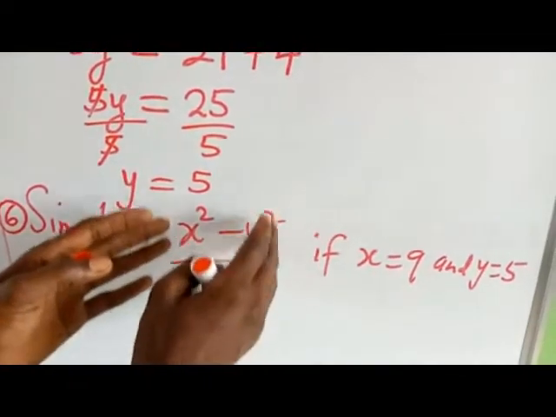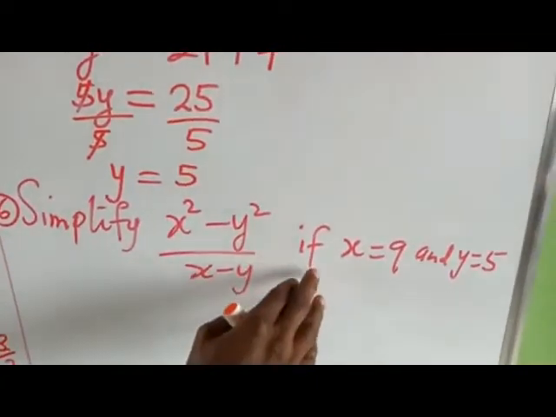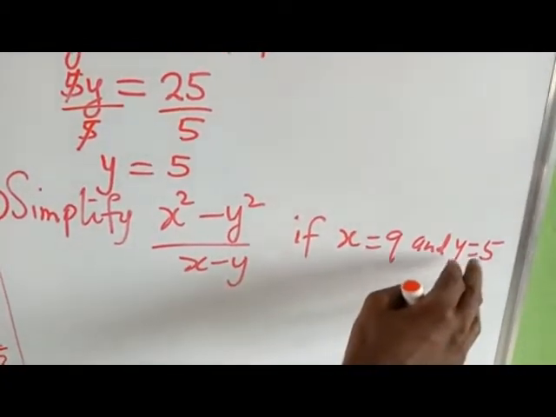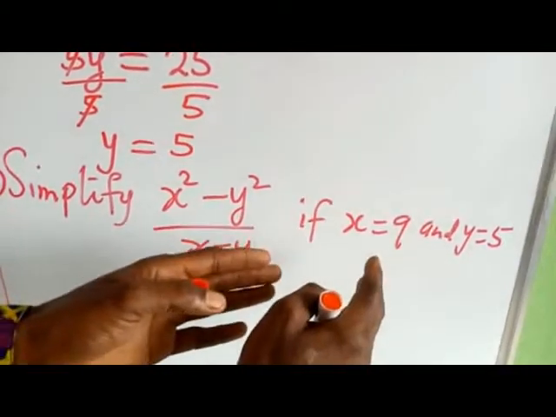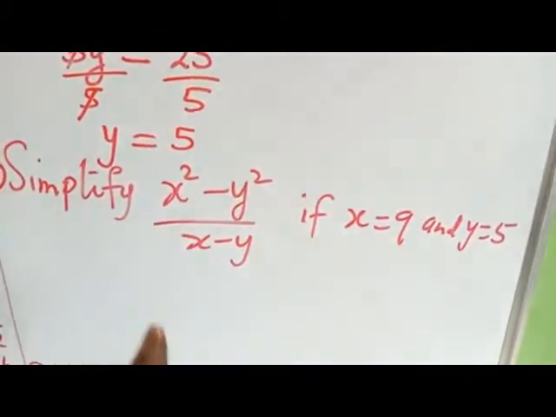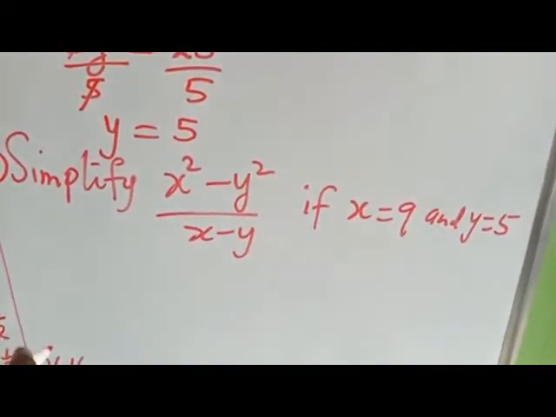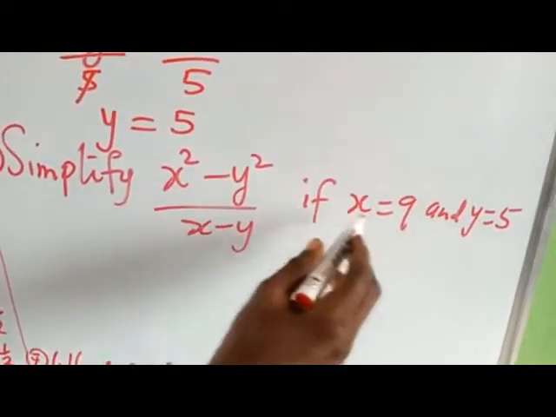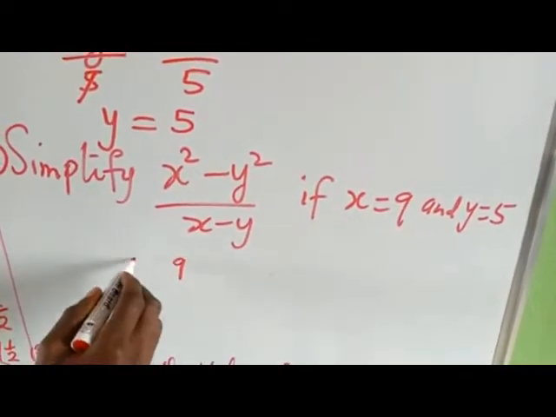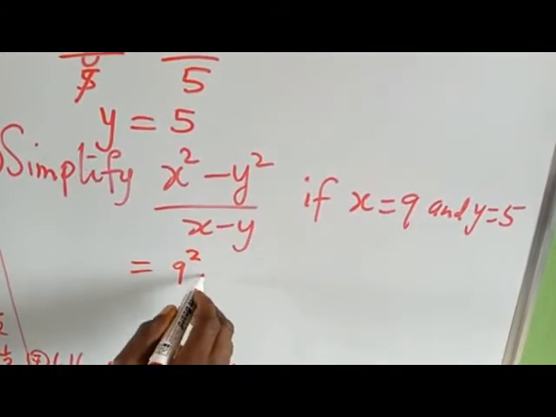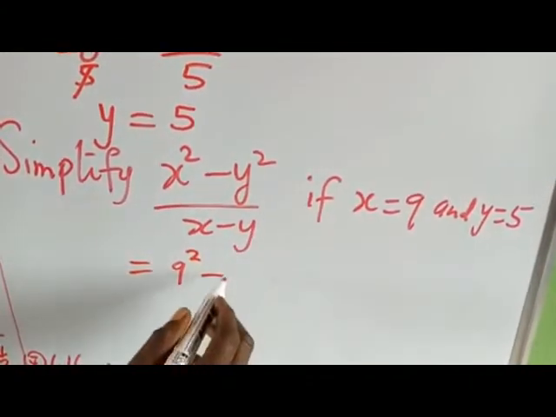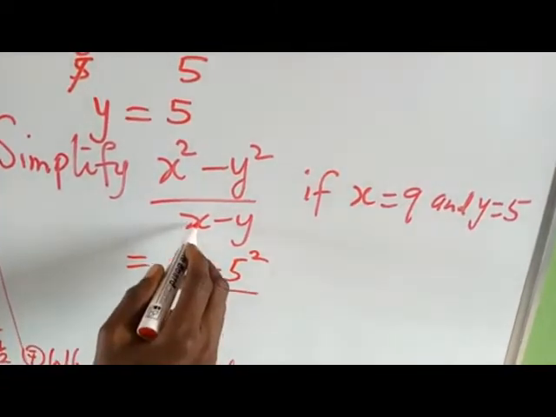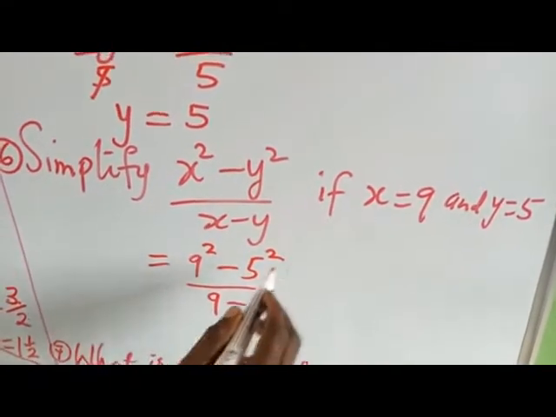Example 6. This is the equation that is given, and you are told to find this. If x is equal to 9 and y is equal to 5, that is to say, whenever you see the value of x, put 9. Whenever you see the value of y, put what? Put 5. So that's what I'm going to do now. My x is 9. That will give me 9 squared minus y, which is 5, that is 5 squared, all over x, which is 9, minus y, which is 5.